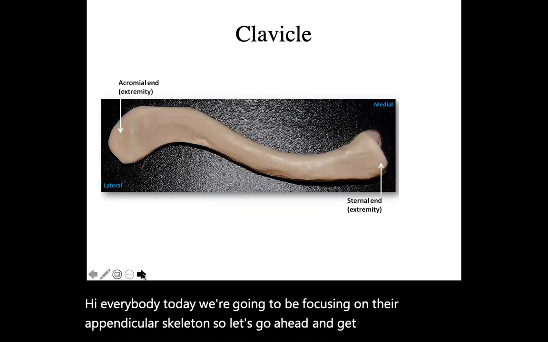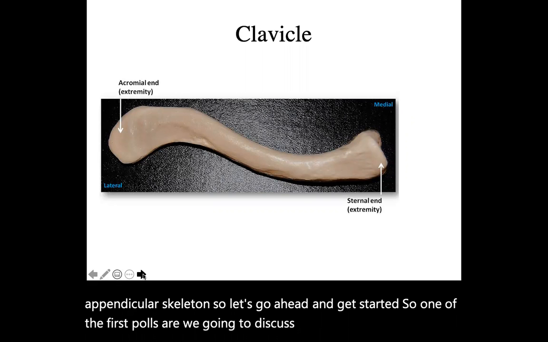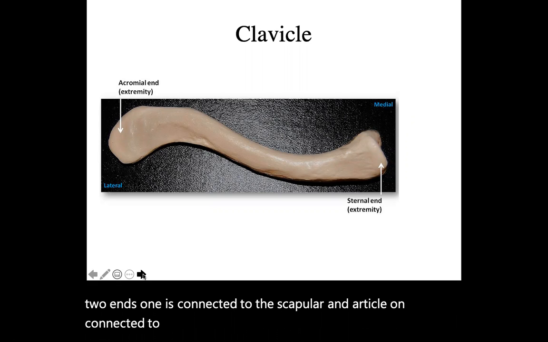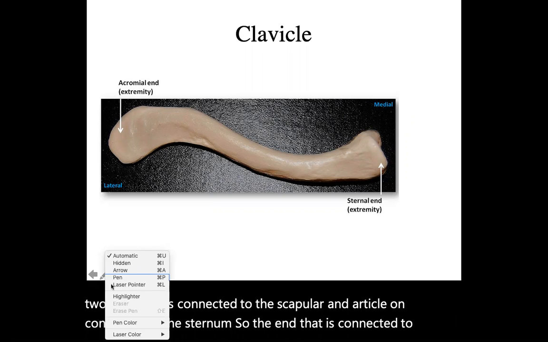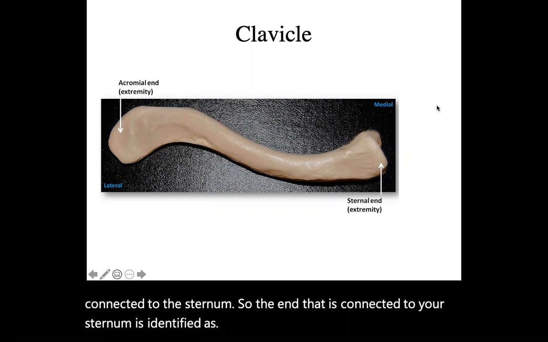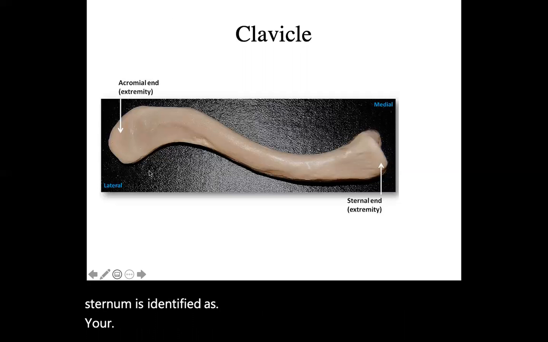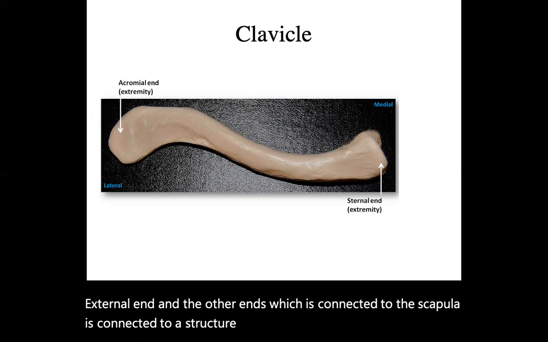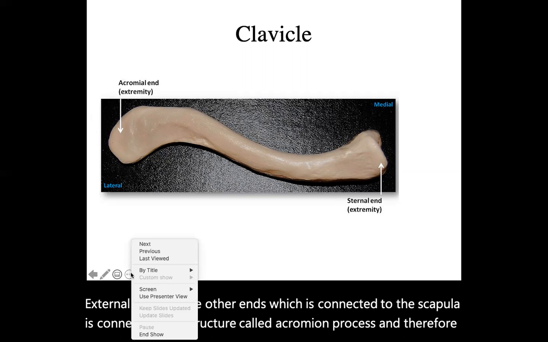One of the first bones that we're going to discuss is the clavicle. The clavicle has two ends. One is connected to the scapula and the other one is connected to the sternum. The end that is connected to your sternum is identified as your sternal end, and the other end, which is connected to the scapula, is connected to a structure called the acromion process, and therefore is called the acromial end.